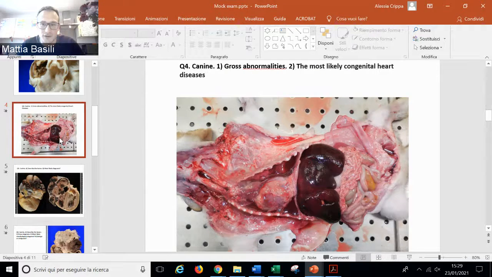Maybe just serous. Sorry, you look like Robocop. Mattia, I'm sorry. Mattia, you look like Robocop. Can you hear me? Yeah, that's better. Okay, you can also move if you want.